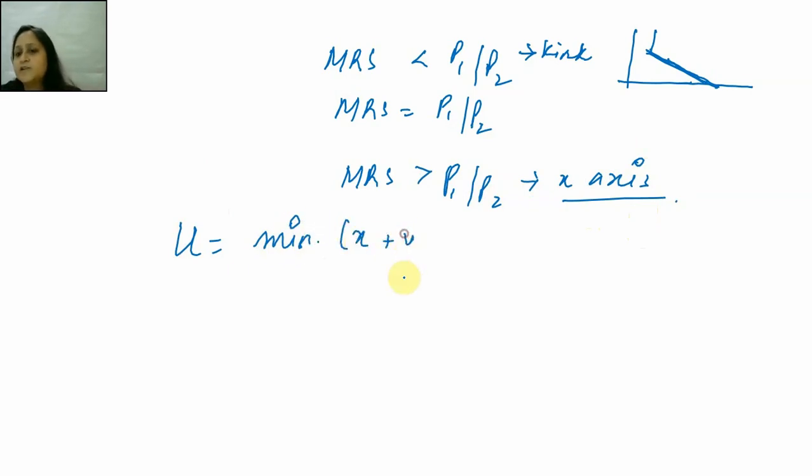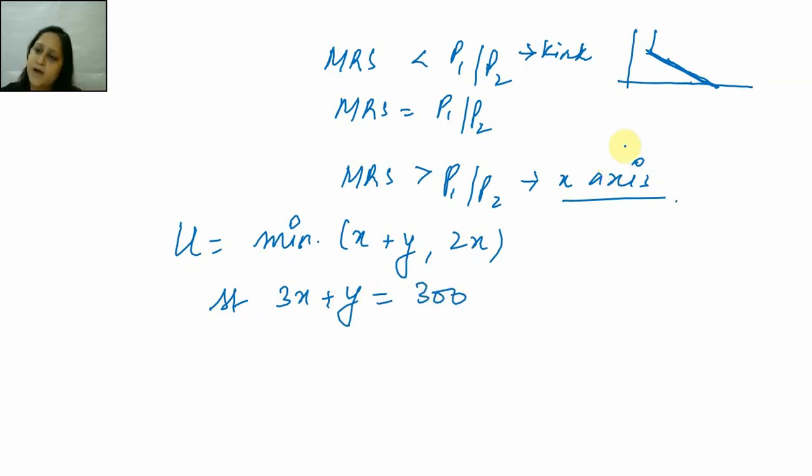Yes. So I have minimum of x plus y comma 2x. My first price ratio is 3x plus y is equal to 300. Subject to 3x plus y is equal to 300. Now 3x plus y is equal to 300 is going to be really steep like that. Really steep. क्यों? क्योंकि प्राइस रेशियो जो है वो क्या है 3. MRS is 1. Price ratio is 3 and MRS is 1. So I'm here. MRS is 1, price ratio is 3.